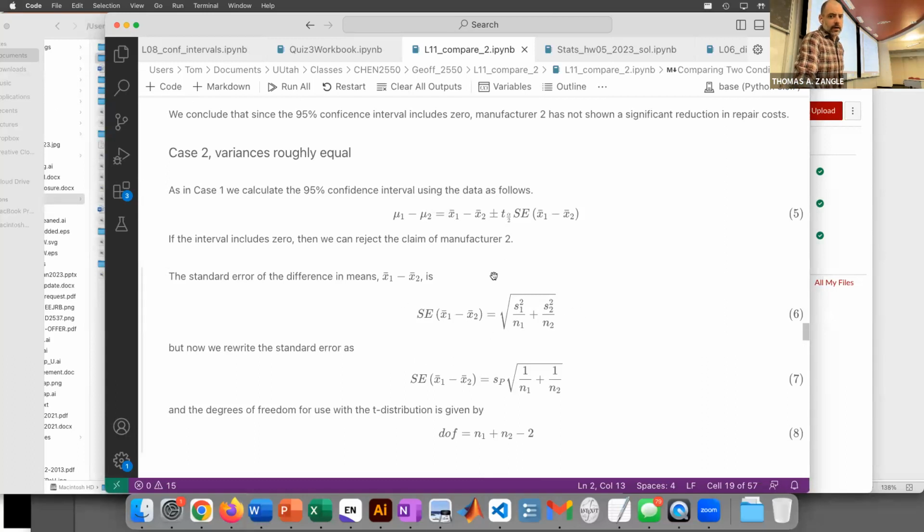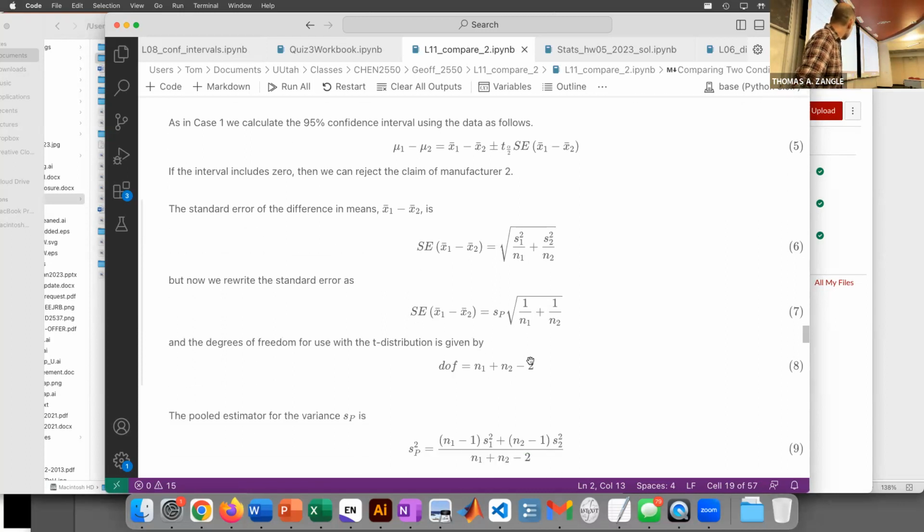So the first thing is to find the standard error. If we can assume that the variances are roughly the same, then our standard error formula is actually the same as it was previously. It's just that now because we're going to assume that S1 is approximately equal to S2, it pulls out and becomes, we wrote it as SP for the pooled sample standard deviation. So it's that pooled sample standard deviation times the square root of 1 over n1 plus 1 over n2.